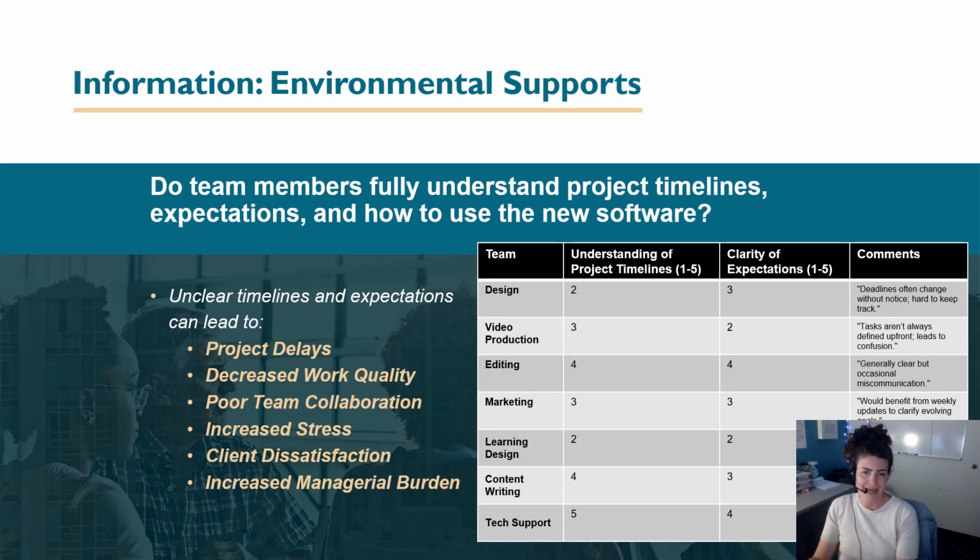Understanding project timelines and expectations is a key component to employees feeling supported in their environment. Our staff assessed these components by asking all the employees to complete a Likert scale for their understanding of project timelines and clarity of expectations, and providing their own personal comments in relation to their scale inputs. The findings indicate that, on average, teams rate their understanding of project timelines and clarity of expectations as moderate, with some teams, like the tech support and editing, feeling more supported, while others, like design and learning design, report significant gaps in clarity around deadlines and deliverables.